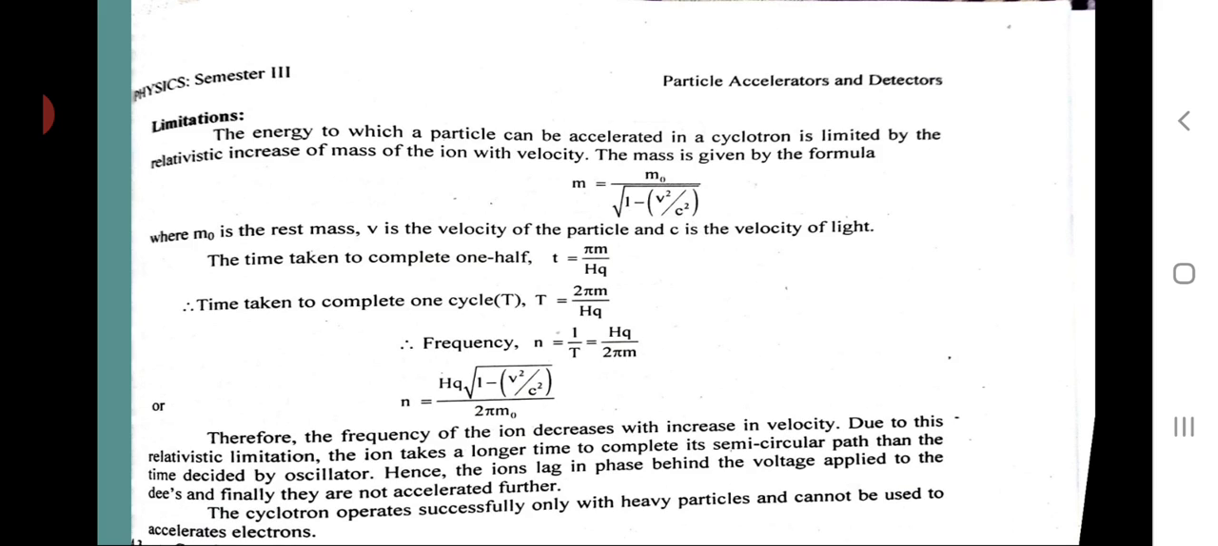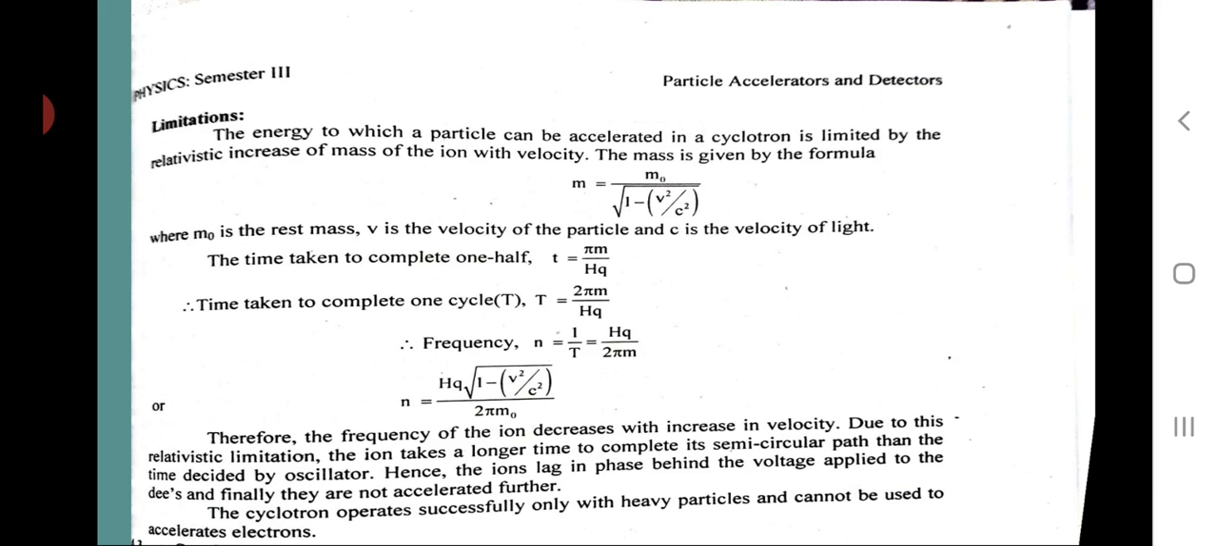The time taken to complete one half cycle is t is equal to pi m upon Hq. Therefore, the time taken to complete one cycle, T, is equal to 2 pi m upon Hq. Therefore, the frequency n is equal to 1 upon T, which is equal to Hq upon twice pi m. So n is equal to Hq times under root of 1 minus v square upon c square upon twice pi m0. Instead of m, it is m0. Therefore, the frequency of the ion decreases with increase in velocity.